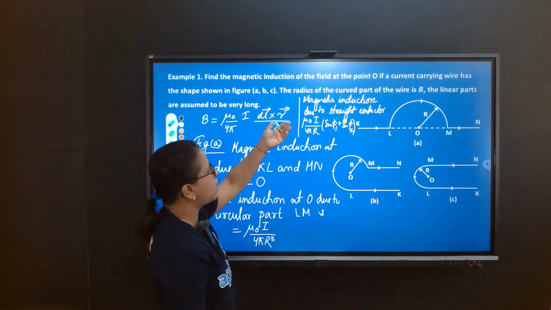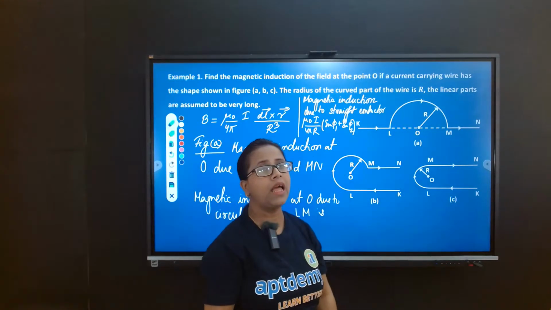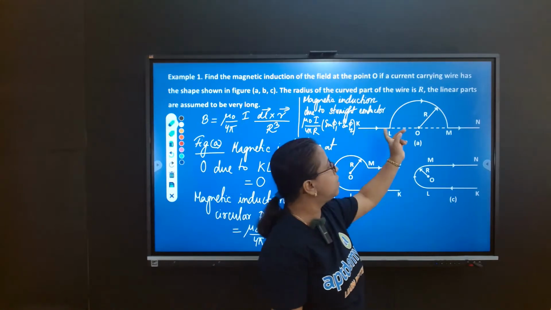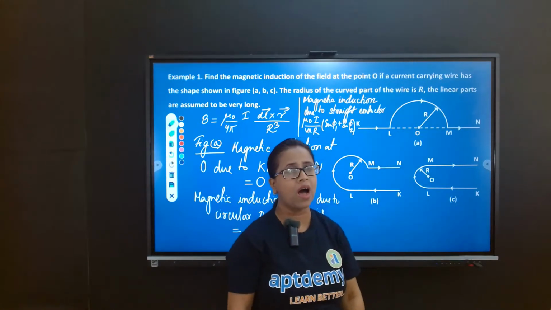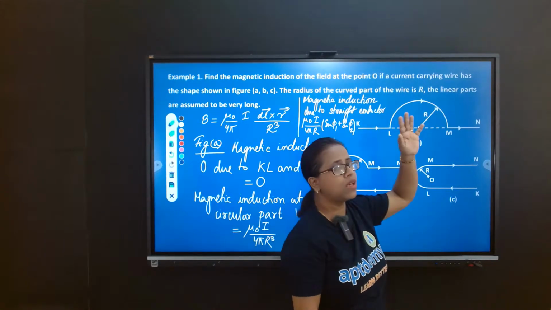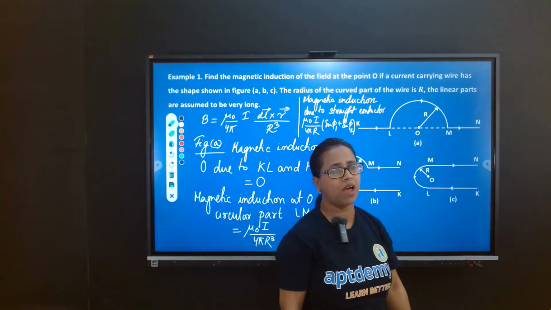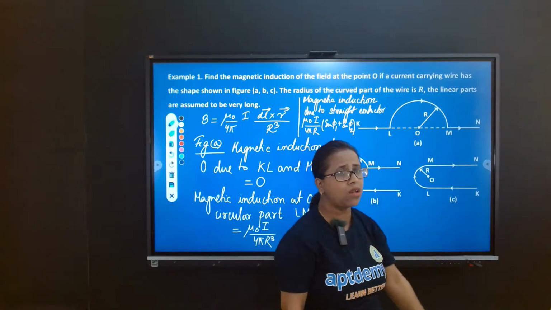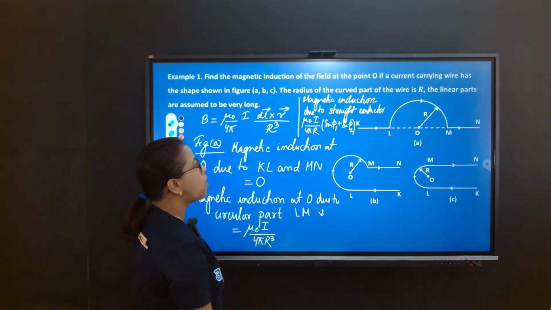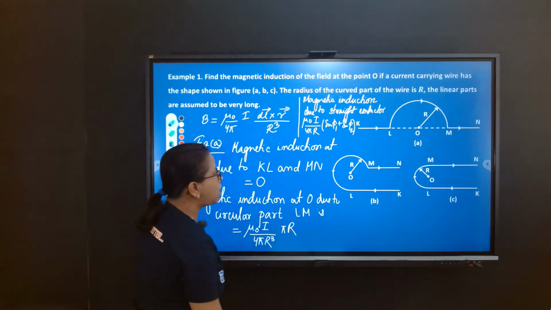Now what is dl and r for this part? Now dl is the length of the path. As the path is semicircular, the length of this path is half the perimeter, that is, half the circumference. Half the circumference is nothing but pi times the radius. So radius is R here. We have the length element as pi R.